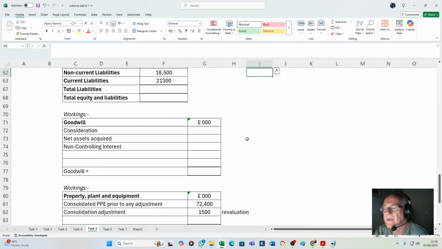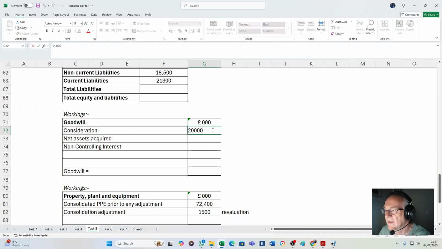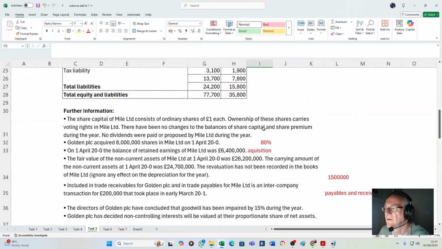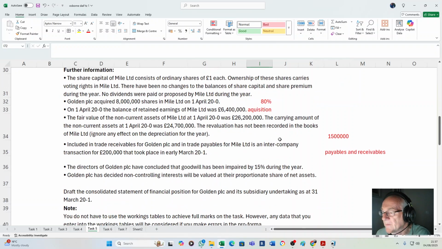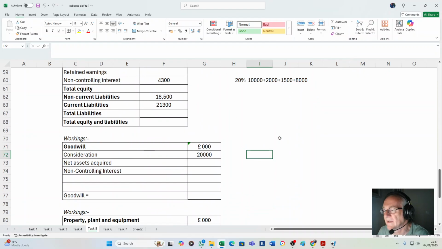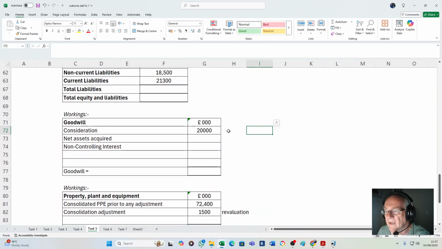So this one is the version. Two versions, one of which subtotals the acquisition and one doesn't. So consideration is the amount paid. That was our number, wasn't in the text, wasn't clearly said. It's the investment in Mile Limited. Again, I think most students by the time they get to the exam never learnt that one. And then the net assets acquired will be the whole amount.